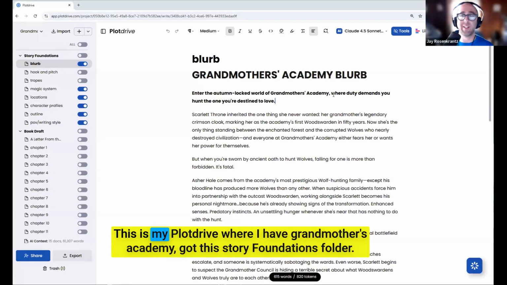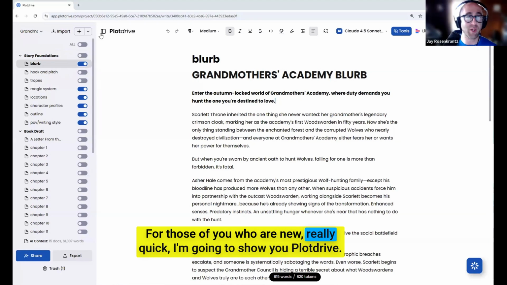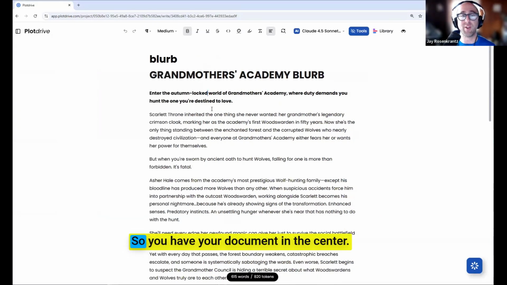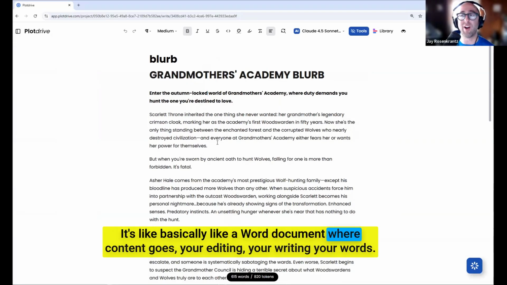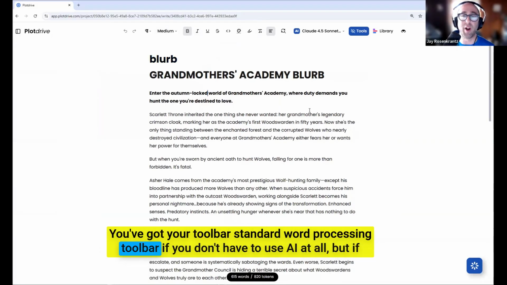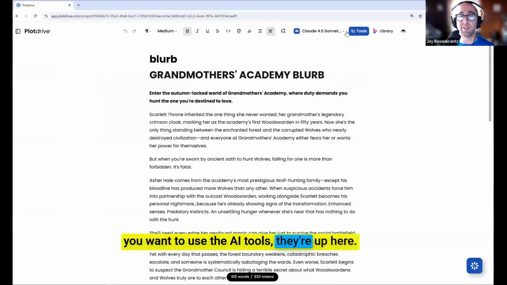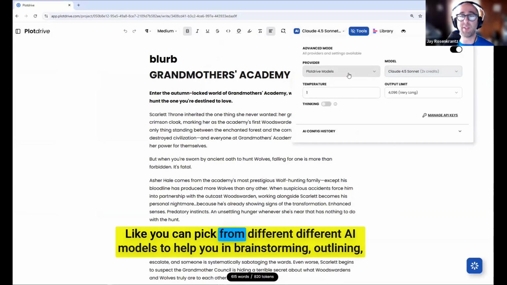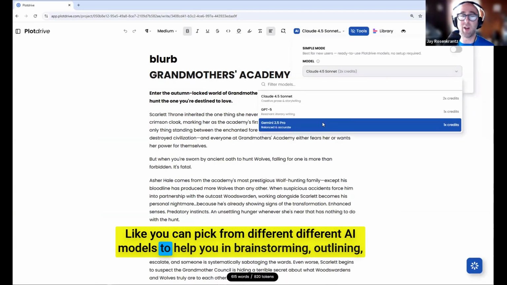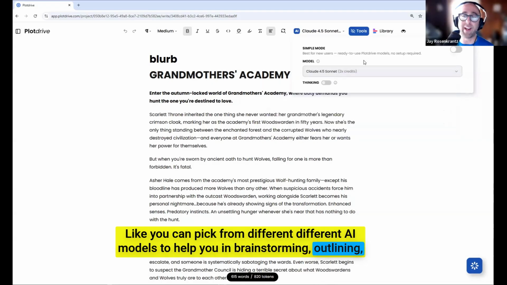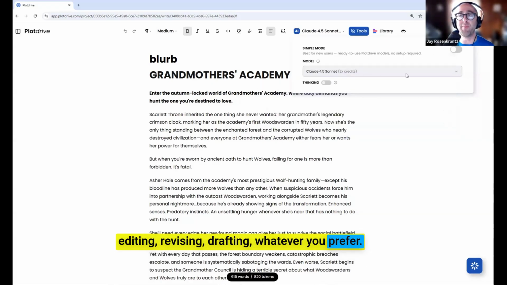This is my Plotdrive where I have Grandmother's Academy. I've got this Story Foundations folder. For those of you who are new, really quick, I'm going to show you Plotdrive. You have your document in the center. It's basically like a Word document where your content goes, you're editing, you're writing your words. You've got your standard word processing toolbar. You don't have to use AI at all, but if you want to use the AI tools, they're up here. You can pick from different AI models to help you in brainstorming, outlining, editing, revising, drafting, whatever you prefer.